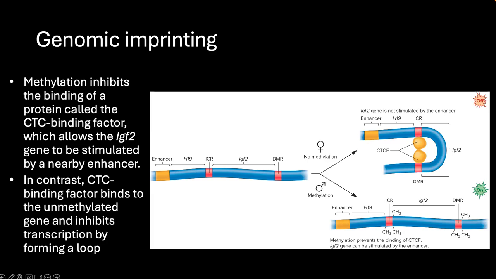But hang on, I thought methylation was only for silencing genes. Often this is the case, but not always. In this example, methylation actually prevents the binding of CTC binding factor, which itself inhibits transcription. Methylated copies of the IGF2 gene cannot bind CTC binding factor and can thus be stimulated by the nearby enhancer and be expressed.